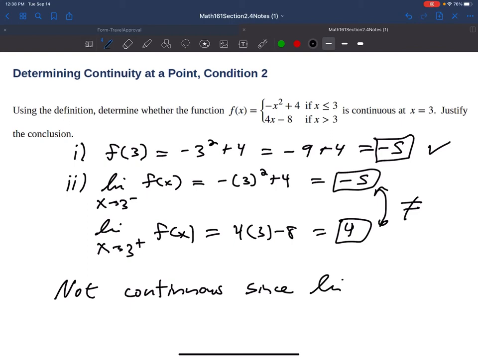Since the limit as x approaches 3 in general of f of x does not exist.